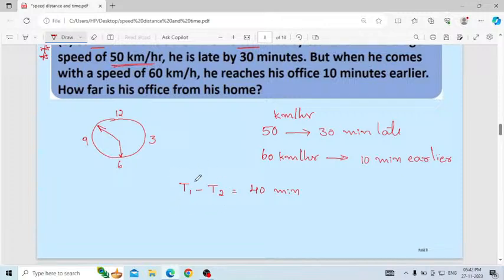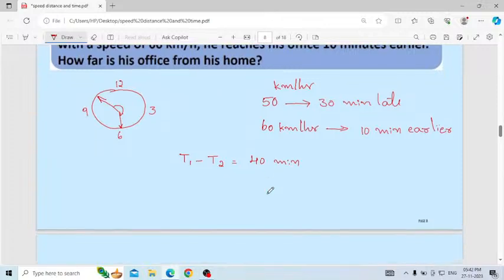When I solve that kind of problem, you will come to know in which case we have to add the time and in which case we have to subtract. I will tell in detail. But here, this difference in time will be 40 minutes, which you have to add, because one is late and another one is early. When you see the diagram, you will come to know whether you have to add or subtract. See, this is 30, then plus 10, 30 plus 10 is 40 minutes.